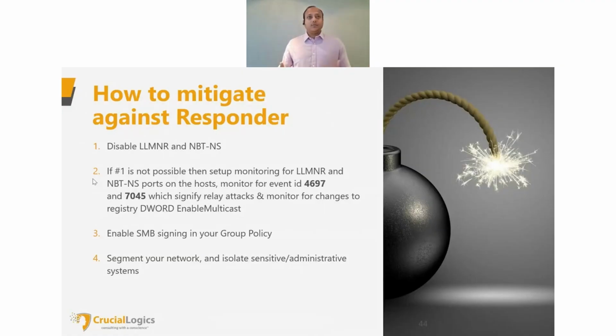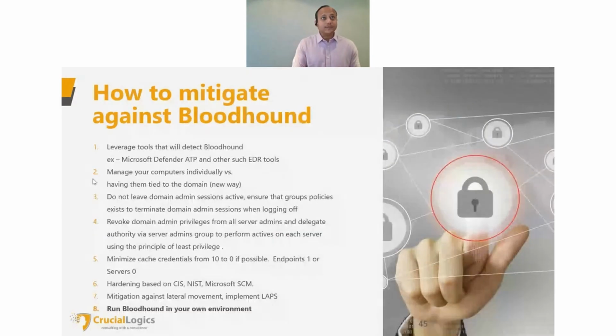How do you mitigate against Responder, right? You do have to harden your systems. You have to set up monitoring for LLMNR, and monitors for event ID 4697. You need to make changes to the registry keys. You've got to enable SMB signing in the group policy. Segment your network. That's one of the most important things. Isolate and segment your network as much as possible, right?